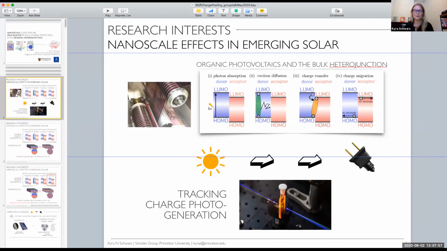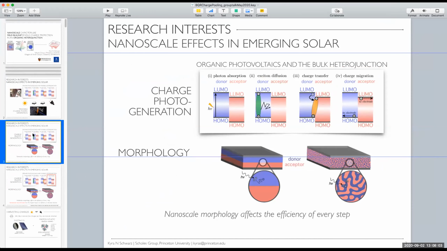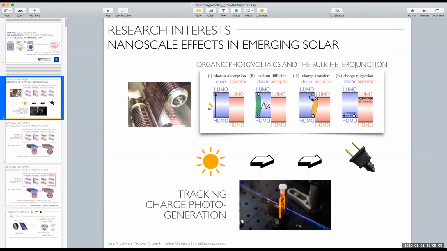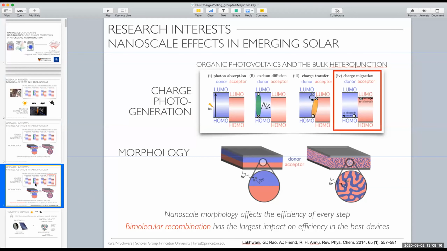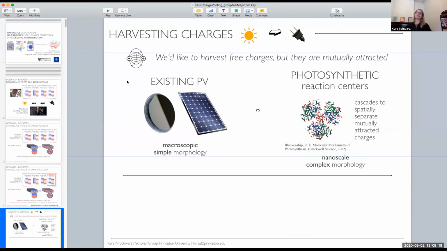I really apologize for that. I'm not sure what's going on, but where we were was talking about tracking these processes in charge photogeneration, how the morphology of the bulk heterojunction matters, and then going through to understanding a little bit about how we harvest light in existing PV, and then how nature does it.